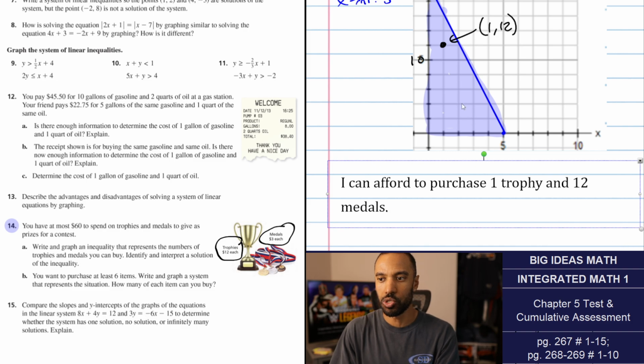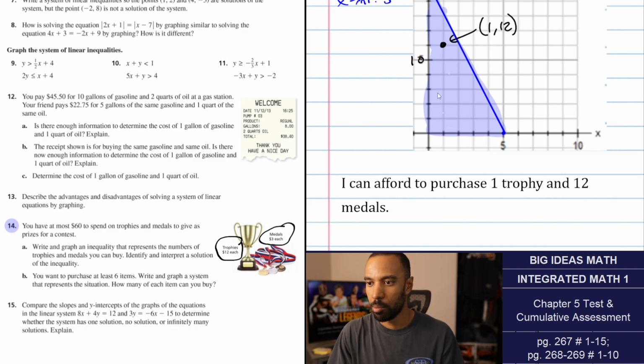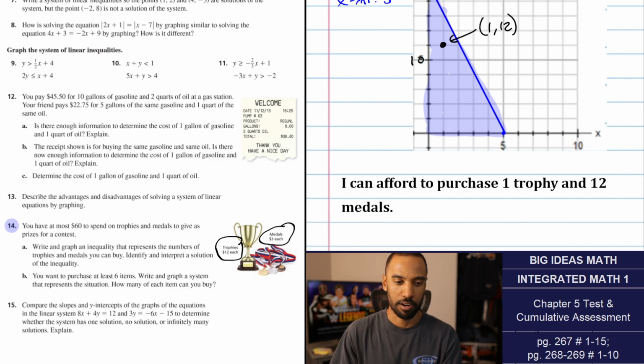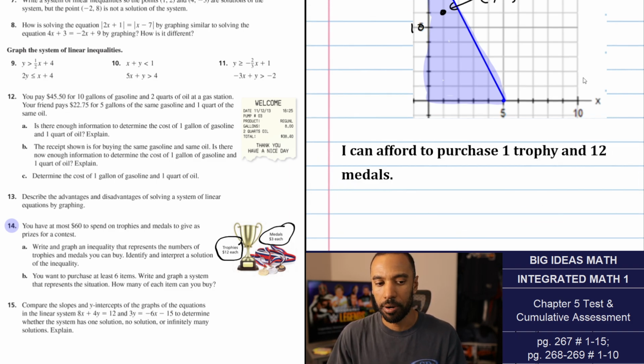Now, is that the only solution? Heck no. There are a bunch of them. There are a bunch of them within here. Pick a point, pick a set, and go. But that's part of part A. Part B says you want to purchase at least 6 items. Write and graph a system that represents the situation. How many of each item can you buy?